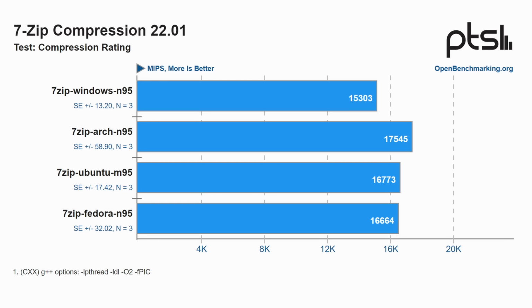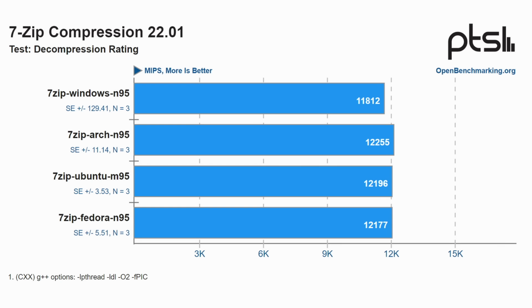Finally, I ran a 7-zip compression test. This is measured in MIPS, so the more the better. And this test didn't have as dramatic of a performance difference we could see on the compression rating. Windows did fall slightly behind. Arch did the best out of everything at about 17,500, with Windows at 17,300. And then the decompression test was a little bit tighter, with again Arch coming in victorious at 12,200, and Windows coming in at about 11,800.